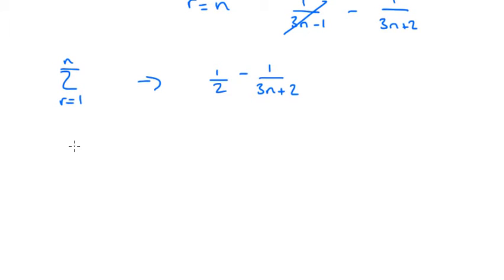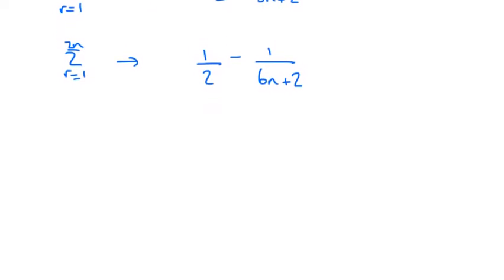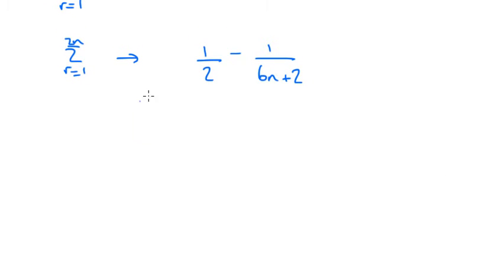So the sum from 1 to 2n is going to be the same, but we're now going to swap n for 2n. So that's going to equal a half minus 1 over 3 times 2n, so 6n plus 2. We can simplify this by, again, finding a common denominator. If you look at this 6n plus 2, that's the same as 1 over, if I take out a factor of 2, 3n plus 1.